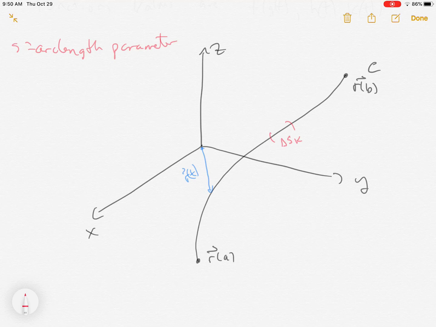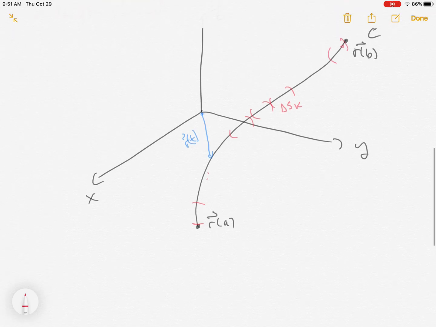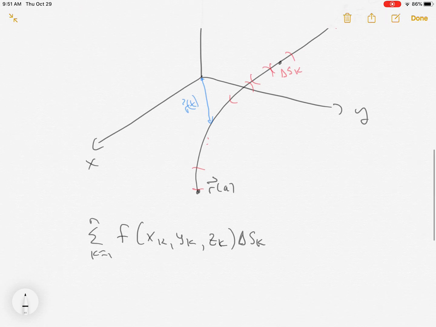We defined this at the beginning of term, and I carried on about it for a while because it turns out to be really important. Okay, but we do the exact same thing. There's going to be n of these little arcs along here, and inside each one we'll pick a function value, f of x_k, y_k, z_k, and we just integrate. So we get f of x_k, y_k, z_k, and then the width is going to be delta s_k. And we have n of these, so k goes from 1 to n. And this turns out to be our nth partial sum.